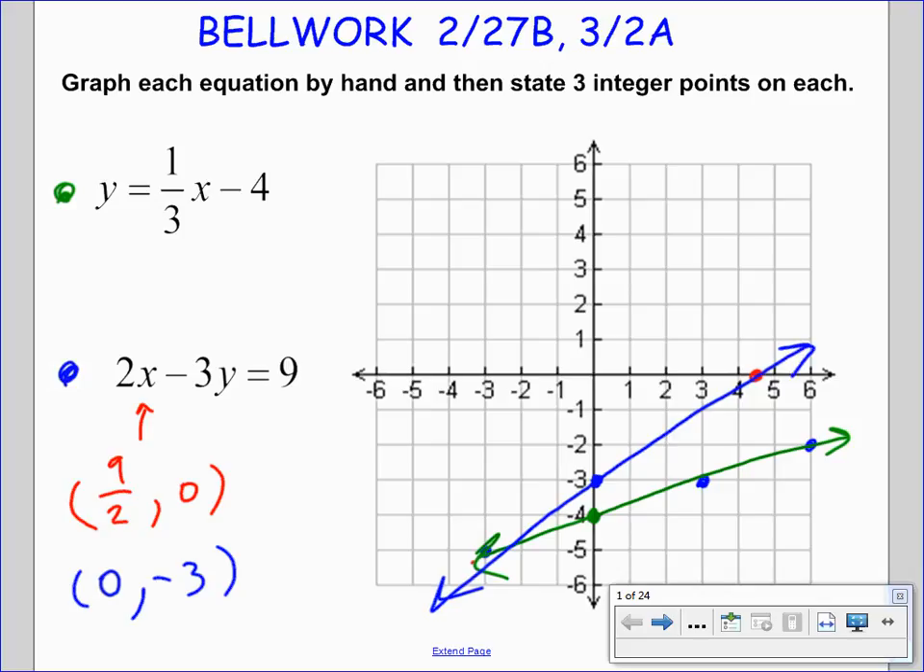Funny feeling. That's a poorly drawn graph, but we'll see.